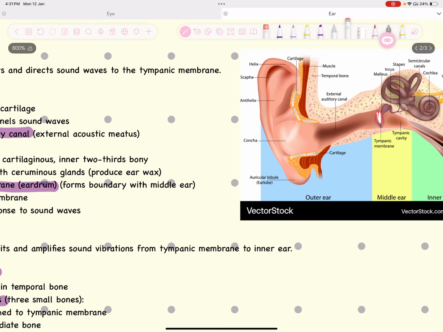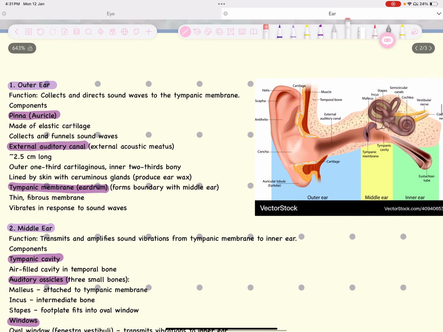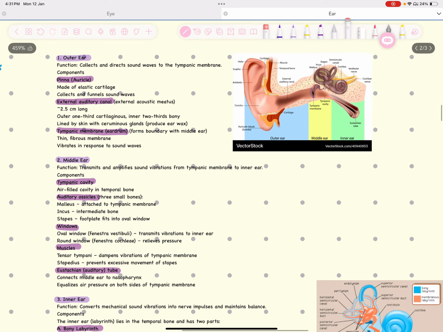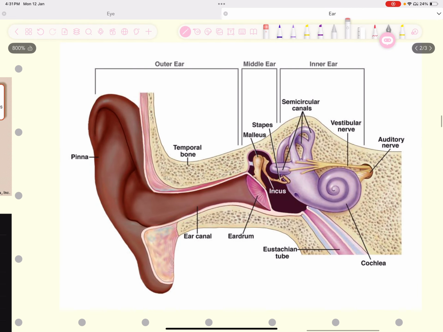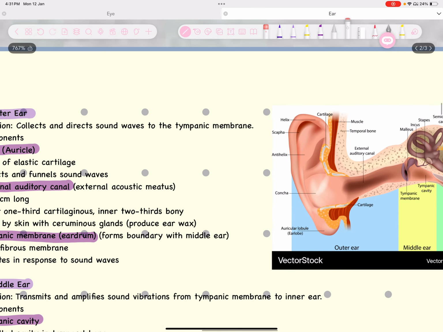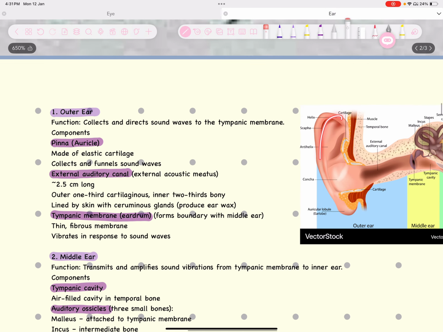So tympanic membrane, even though here it's showing it's part of the middle ear, actually it is part of your outer ear because it is easily exposed to the outer world, right? So tympanic membrane, which is also known as the eardrum. Up till here, you have your outer ear, including your eardrum. What exactly? Pinna, which is auricle, then the canal, and then the tympanic membrane.